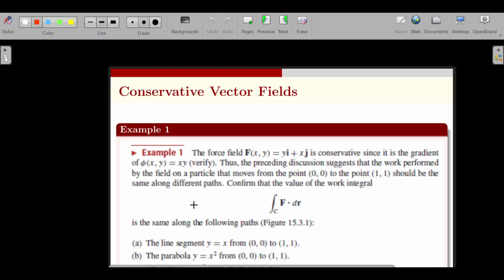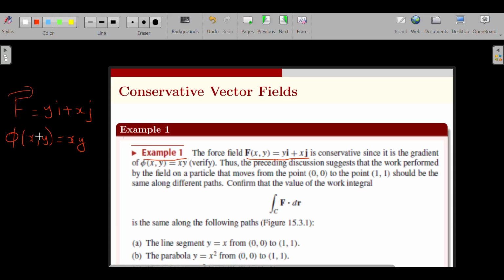So now let us go to an example. In this example, the force field F, a vector field, is given as F equal to y i plus x j, and it is the gradient of a function phi. The vector field F is the gradient of the function xy.